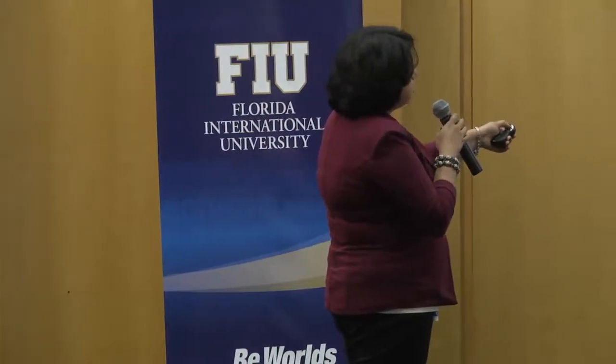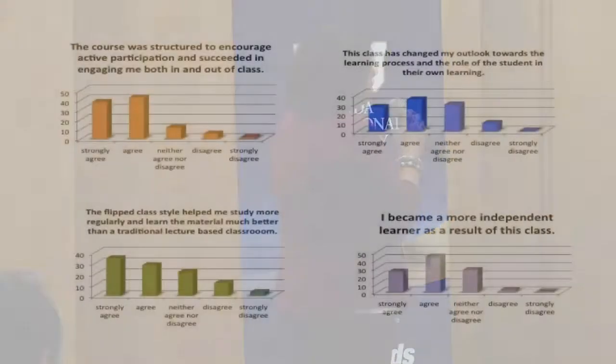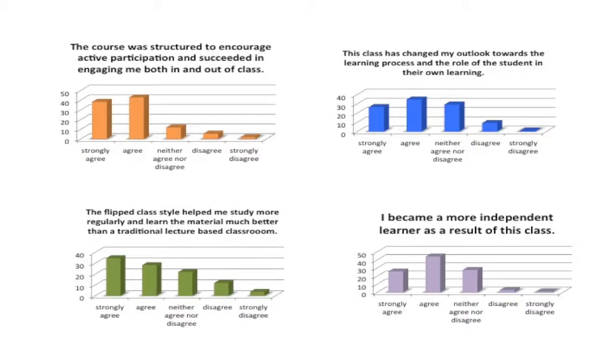They thought that the course was structured to engage active participation. And this was very interesting to me: "This class has changed my outlook towards the learning process and the role of the student in their own learning." A majority of them seemed to agree with that statement. And look at this: more than 70% of the class agrees that the flipped class style helped them study more regularly and learn the material much better than in a traditional lecture-based classroom. About 60% said that they became a more independent learner as a result of this class, which is very important.